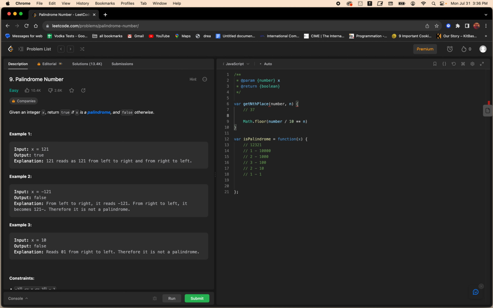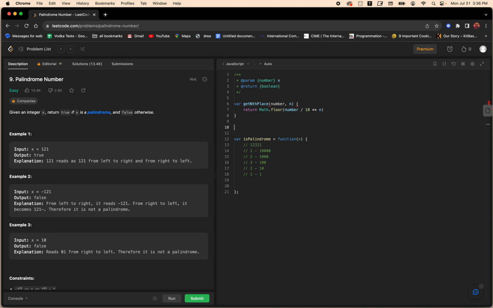37, it would be math.floor of 37 divided by 10, which is 3.7, which is 3. So I think this function with a return statement, which I forgot to put in, would give me this. Very nice. That gives me the nth place.